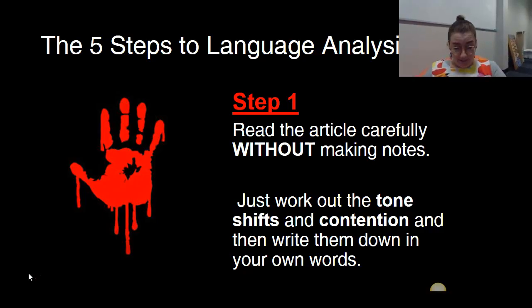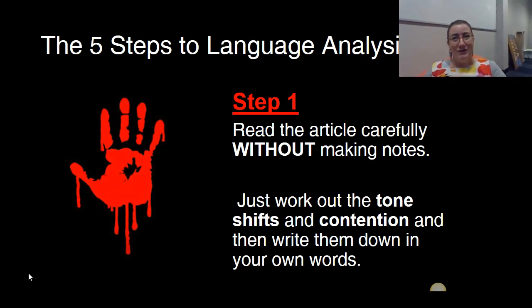So, step 1. Read the article carefully. The first thing you do when you go into this SAC is read the articles. Remember, there'll be 3. Read the articles really carefully without making any annotation. What you want to do is make sure that you understand the tone and the contention and maybe the arguments as well. But I would really be looking for understanding the article, the issue, and the contention first.